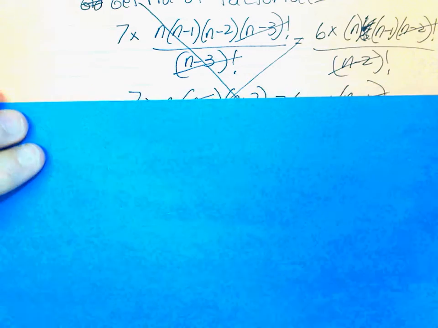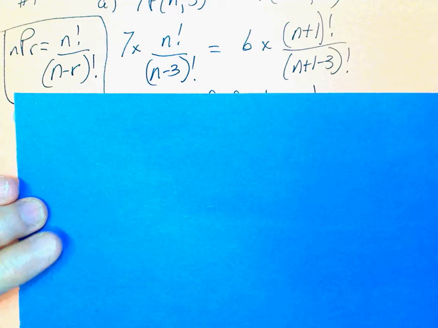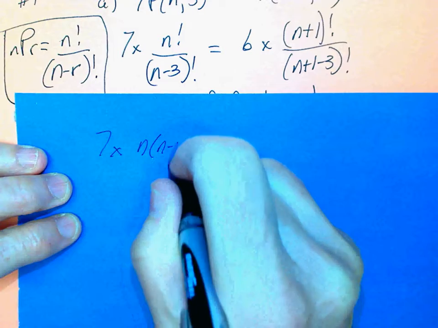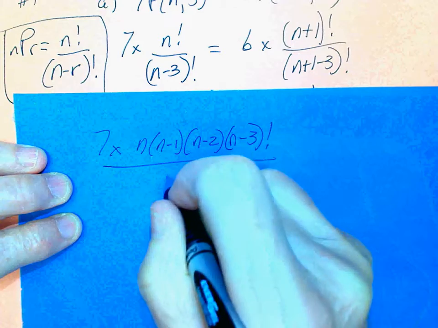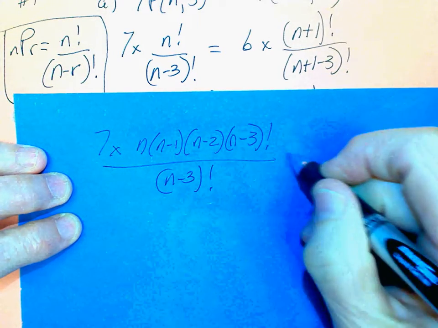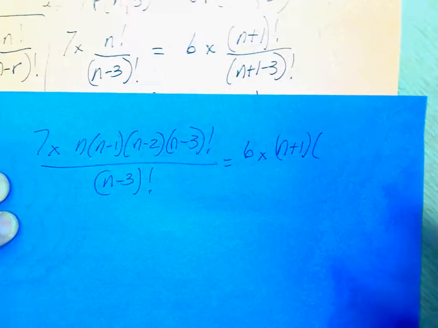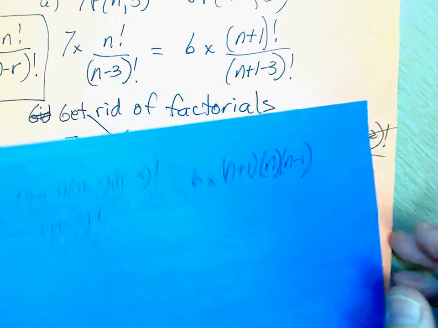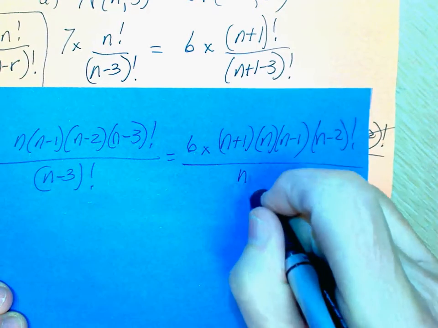If you can't see on the blue, just let me know. But I'm going to make that correction right here. Okay, let me just do it from the beginning. 7 times n minus 1, n minus 2, n minus 3 factorial, all over n minus 3 factorial equals 6 times, I forgot the n plus 1, see? n minus 1 all the way down to n minus 2 factorial, all over n minus 2 factorial.